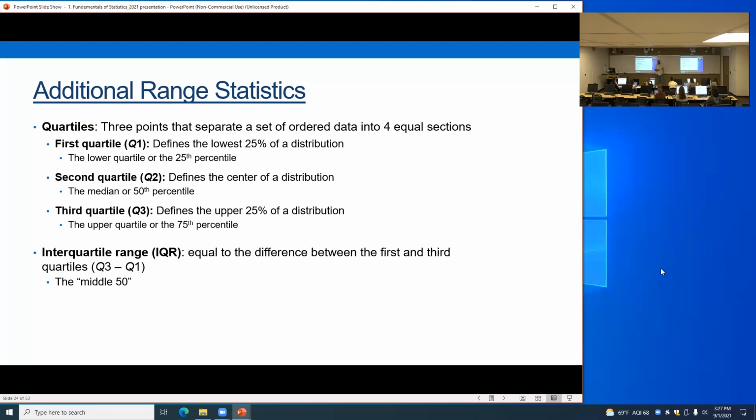Second quartile, this is the center of your distribution. This is just your median, right? It's the value that splits the top 50% and the bottom 50%. Your third quartile, this cuts off the upper 25% of your distribution, okay? This is the upper quartile, your 75th percentile, right? So these are just range-based, median-like statistics that are taking your set and taking the middle part, the lower 25, the upper 25, and just sectioning those off. Those are the cut points.